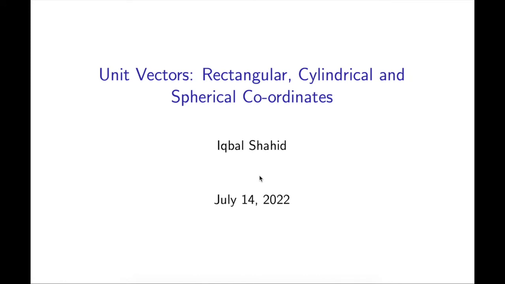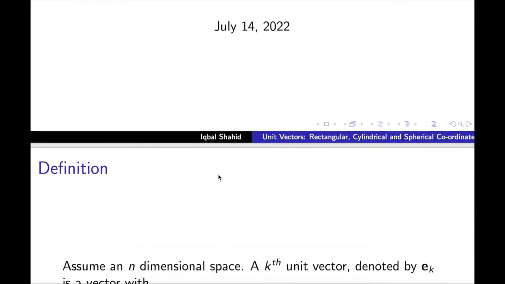Hello, so in this video we will talk about unit vectors, especially we will see how unit vectors in rectangular, cylindrical and spherical coordinates are represented. So let's start with the definition as usual.